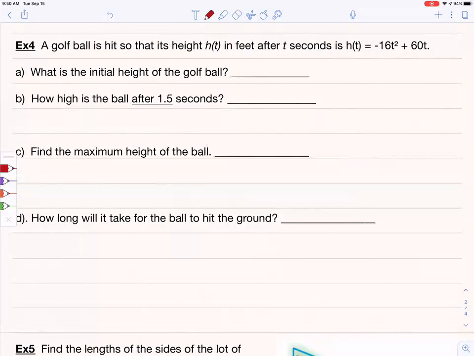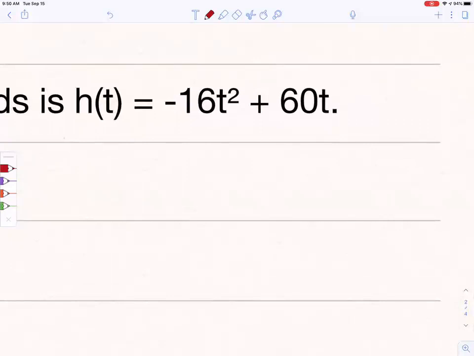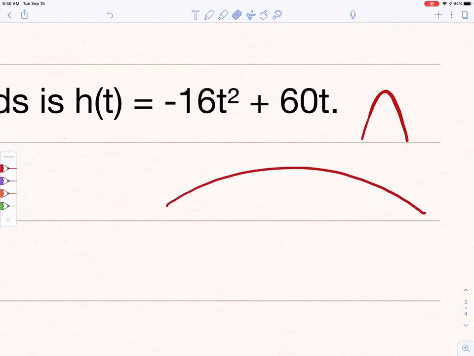Now, before I move any further, when you look at that equation, what can you automatically tell is happening, just by looking at the equation? Yeah, it's got to be a concave down parabola. By the way, that is kind of the path that golf balls take. Granted, it's probably more like this, but still, that is the path a golf ball is going to take. So that makes sense.